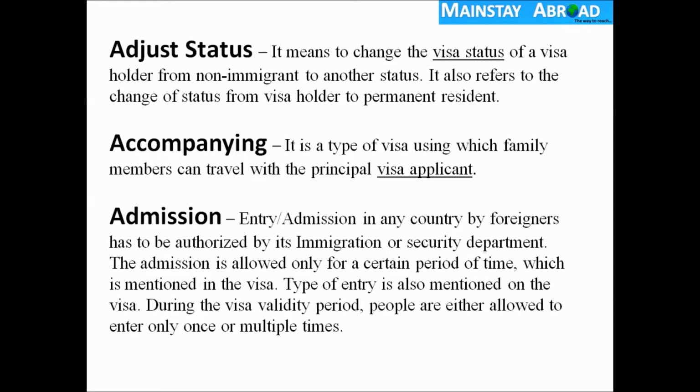Adjust status. It means to change the visa status of a visa holder from non-immigrant to another status. It also refers to the change of status from visa holder to permanent resident. Accompanying. It is a type of visa using which family members can travel with the principal visa applicant.